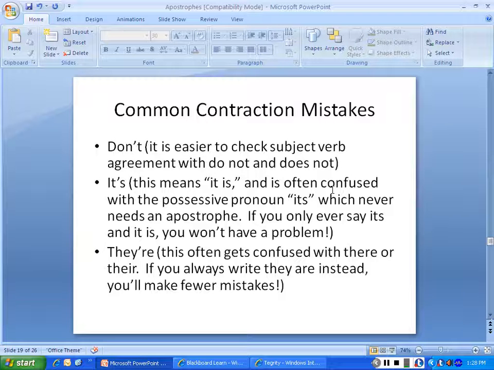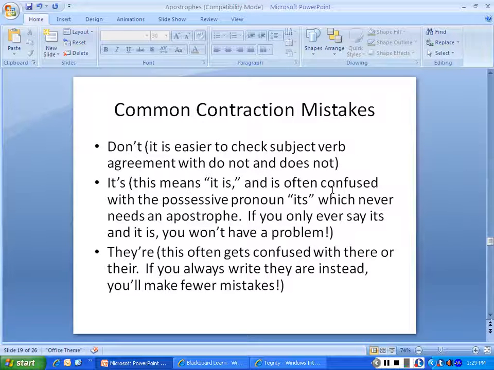It's is another one. It apostrophe S is the contraction meaning it is, but it's often confused with the possessive pronoun its, which should not have an apostrophe. Here's a trick. If you only ever say it's and it is, you won't have a problem. When you mean the possessive pronoun its, you'll write it without an apostrophe. And when you mean it is, you'll write it is. That way you eliminate it apostrophe s as a possibility and a potential error.